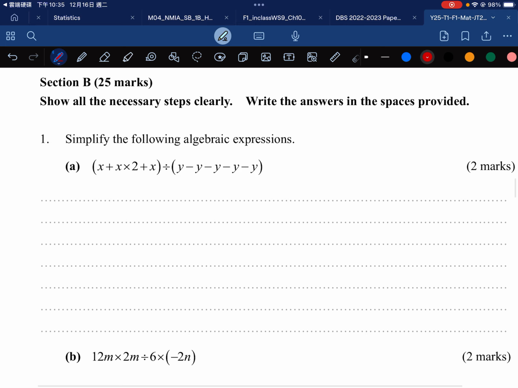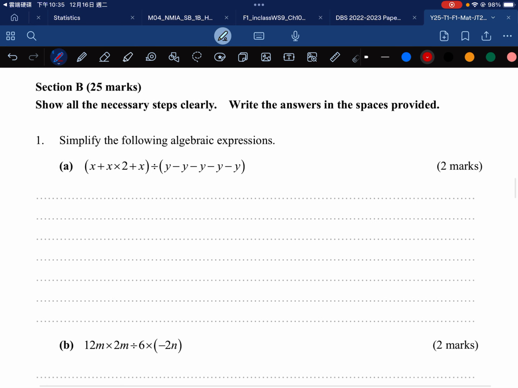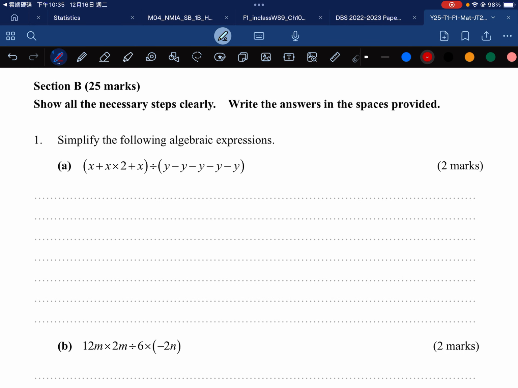Here, 1A. This one is a funny question, but we still keep following the rules. What are the rules? We have to do the multiplication and division first, and then we work out the plus or minus, addition or subtraction. But when we have brackets, we have to work out the one inside the brackets. So first of all, let's do part A. I copy the question.